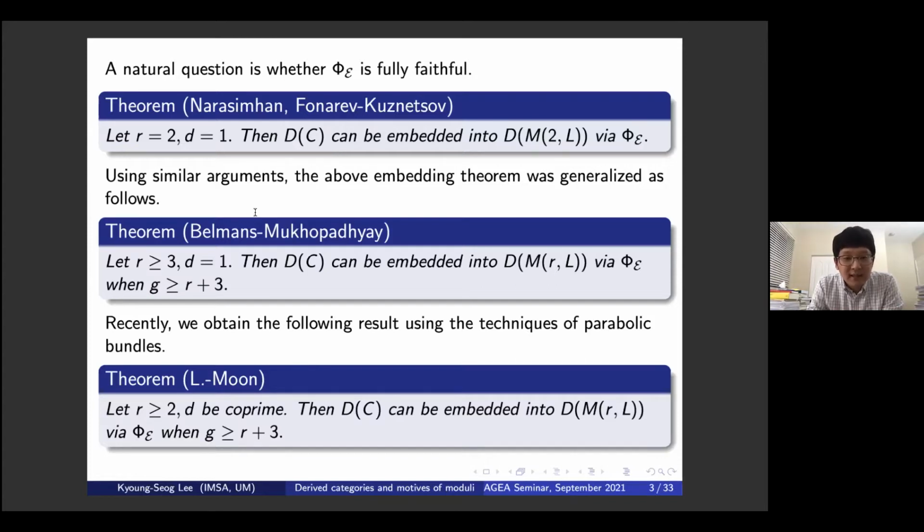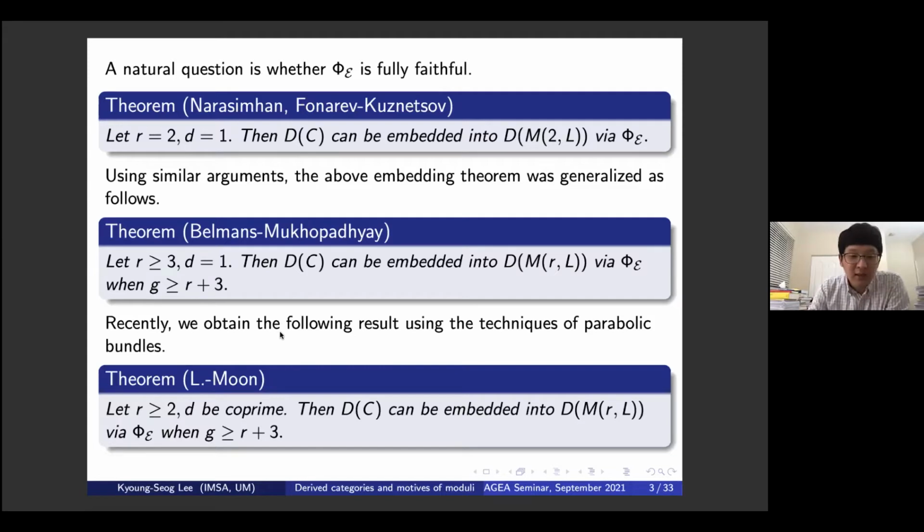Via a similar argument, the above theorem can be generalized to the higher rank case. Belmans and Mukhopadhyay proved that when rank is greater than or equal to 3 and degree D equals 1, the derived category of the curve can be embedded into this moduli space via the Fourier-Mukai transform. There is a condition: for this to hold, the genus should be greater than or equal to R plus 3.